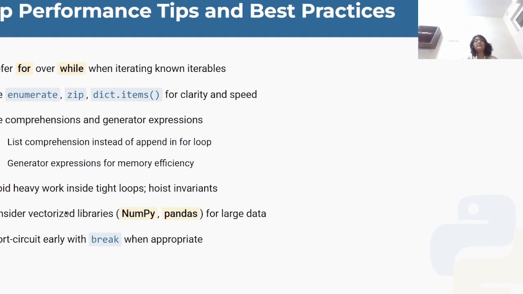In case of performance, for loop is much more preferred over while when iterating over an iterable. It has more clarity, more speed, and more efficiency with better memory, and libraries such as NumPy and Pandas can be used for large data.